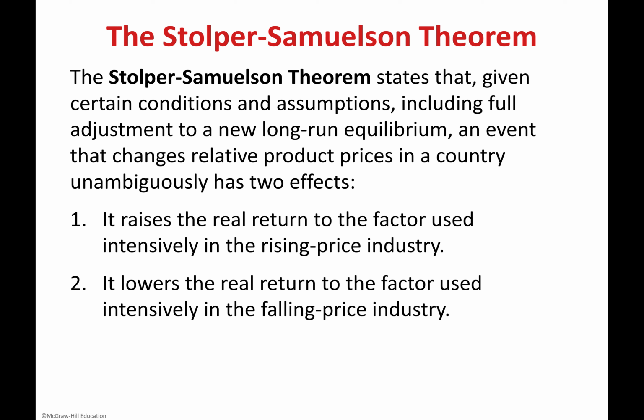It lowers the real return to the factor used intensively in the falling price industry. So in our case, for the US, it was cloth. So cloth has a falling price in the US. Now the factor used intensively in cloth is labor, so it means wage rates would fall in the US. So that's the Stolper-Samuelson theory.